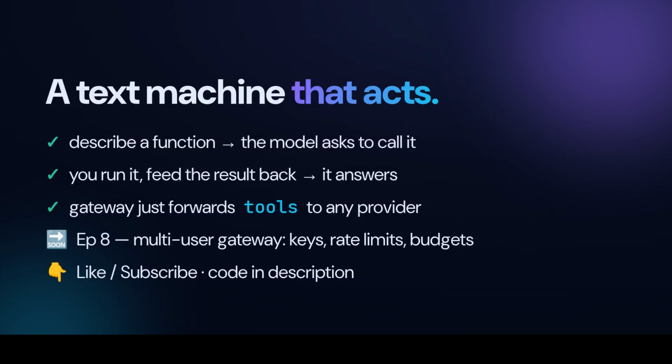So that's function calling. Describe your functions, let the model ask for them, run them yourself, and hand back the result. That single loop is what turns a text machine into something that can actually act.